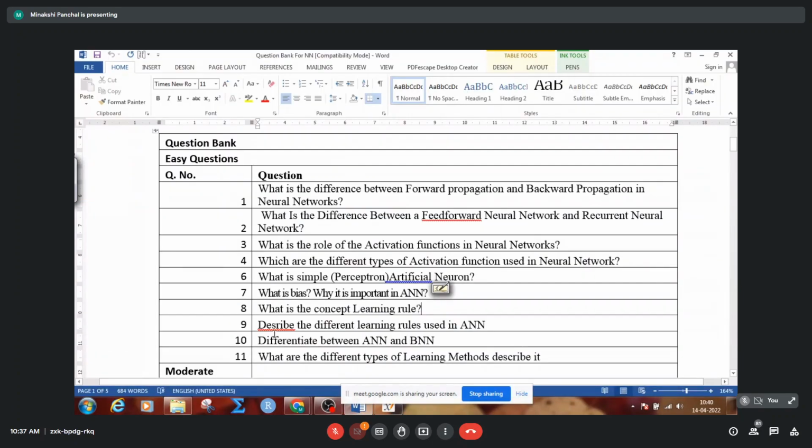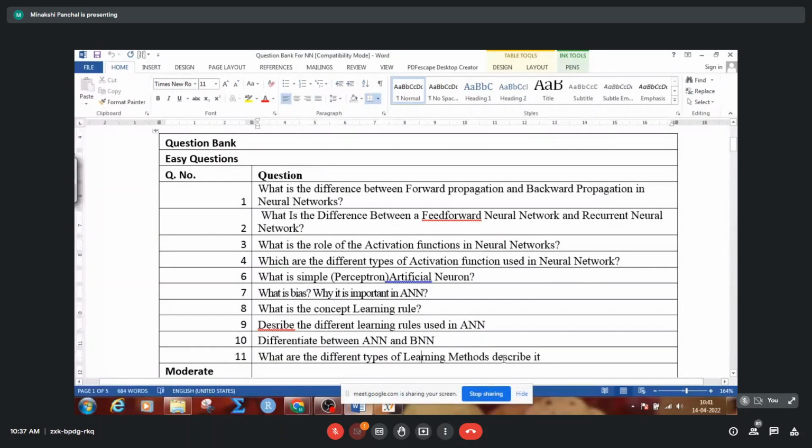After learning rule, describe the different learning rules used in ANN. Next, difference between ANN and BNN. I think this is described already. But when you are writing the answer, remember, you should compare point wise. Compare content wise, compare speed wise. You should draw the figure for ANN and BNN both. Both figures should be there, with the contents of ANN and the contents of BNN. This is completely a theoretical question.